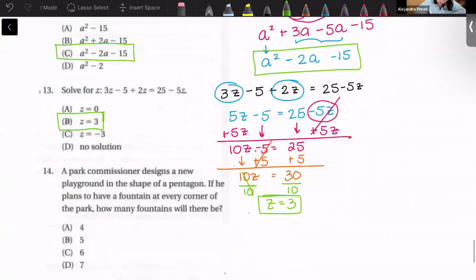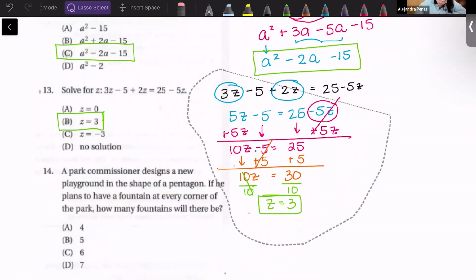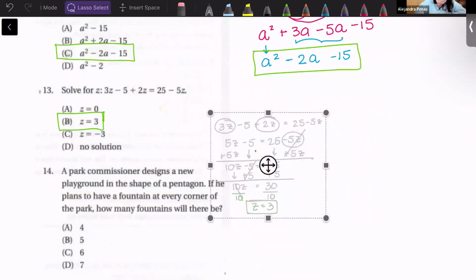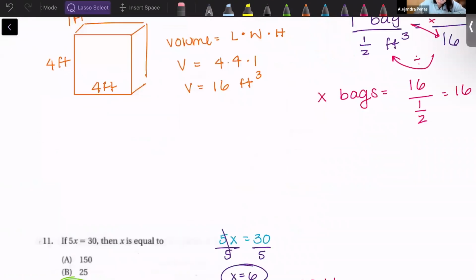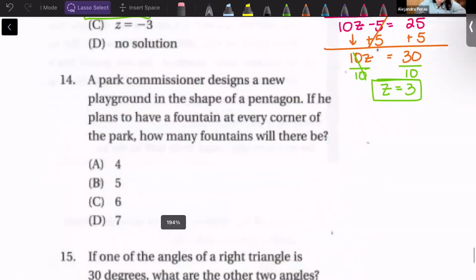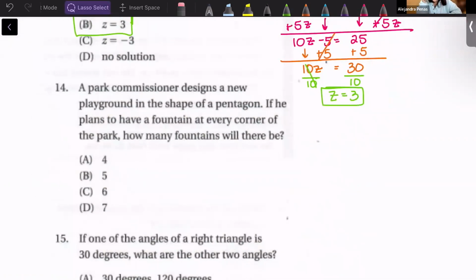All right, so let me shrink this a little bit so it doesn't go into my other problem because that's kind of annoying. All right. A park commissioner designs a new playground in the shape of a pentagon. If he plans to put a fountain at every corner of the park, how many fountains will there be? Guys, how many sides does a pentagon have?